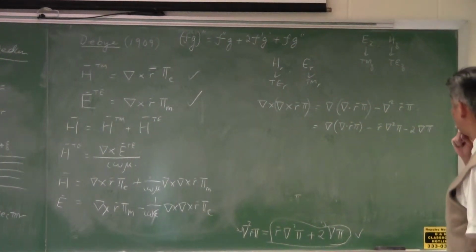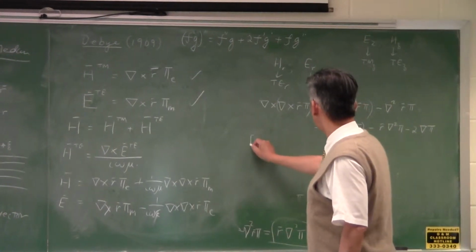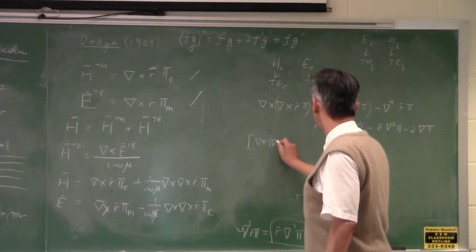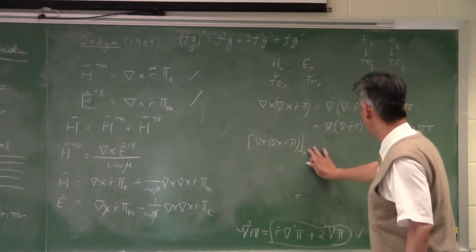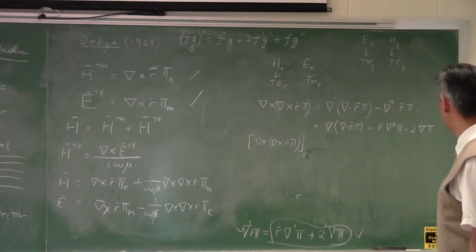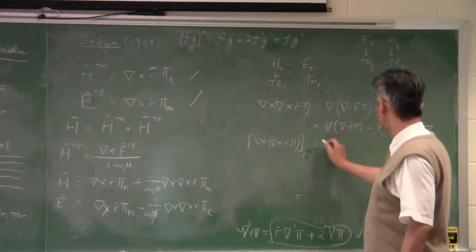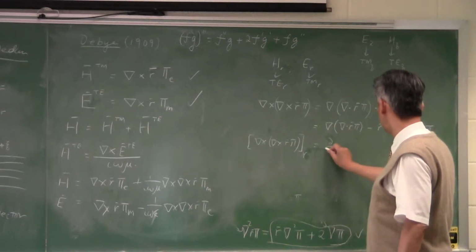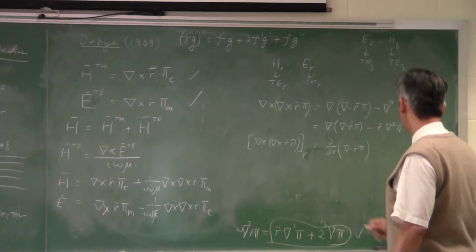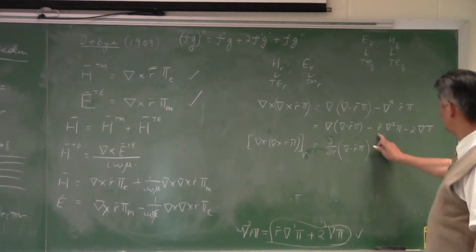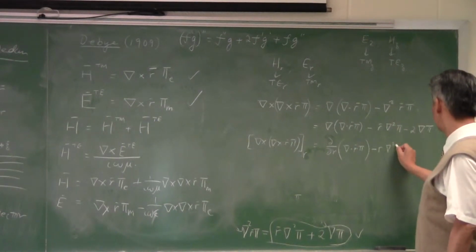So if I were to extract the r component of this, which is what I need to do, the r component would come from the r component of this, okay, which is the gradient is actually partial r, divergence of r pi, and then this would just give me r Laplacian of pi.